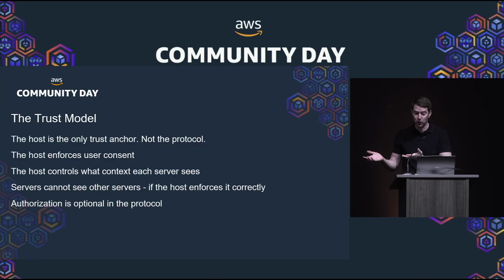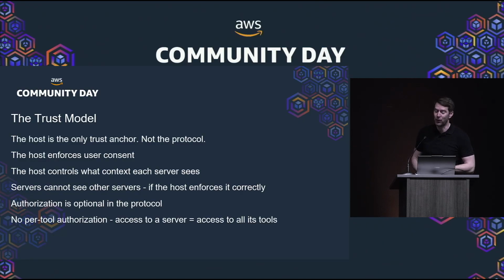Authorization then, well, that's optional. The spec defines an OAuth 2.1 framework, but servers don't have to implement it. Most actually don't, especially the local standard input-output ones that everyone basically today is using. With Claude Desktop, with Claude Code, with VS Code. There's no pre-tool authorization. It doesn't exist at all. If you can call one tool on a server, you can call all of the different tools on that server. The OAuth scope model grants access to the server, not to the individual tools.